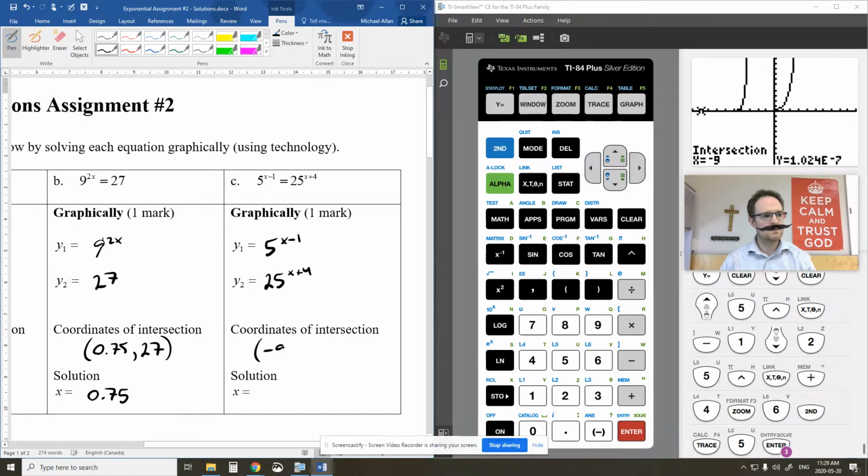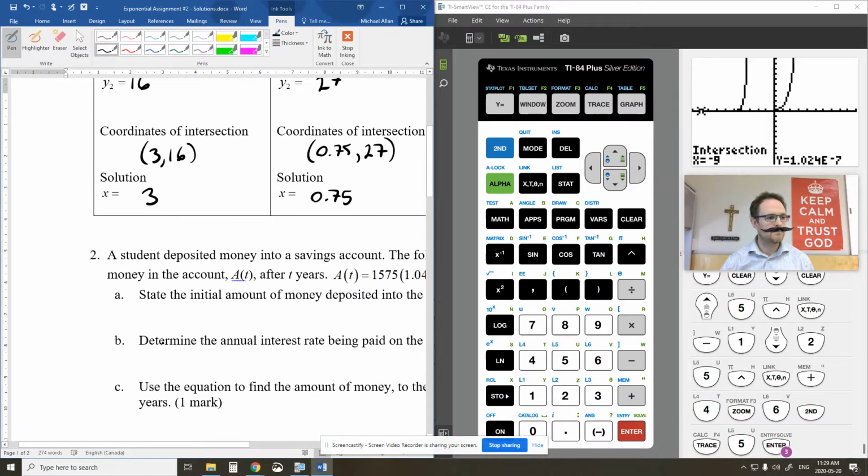When x is equal to -9, and this number here is a really small number. If you were to put that in decimal, it would be 0.000001024. That's technically what that number is. That e to the -7 means times 10 to the -7. So it's really close to being 0. It's not 0. It never will be 0, because that's one of the restrictions of this. But the answer is just -9. That's all we really cared for anyway.